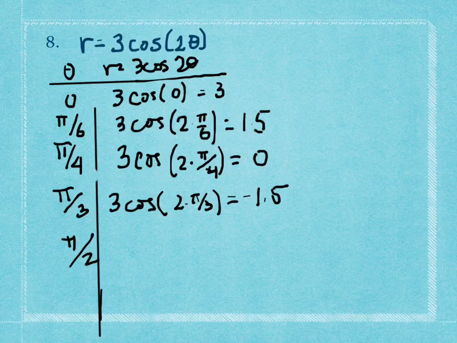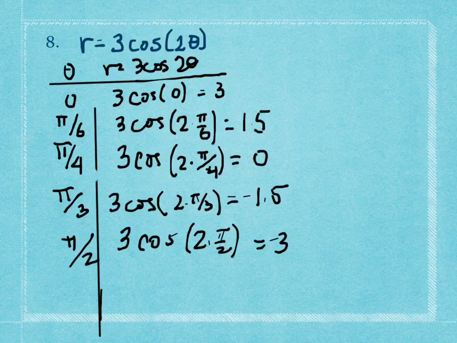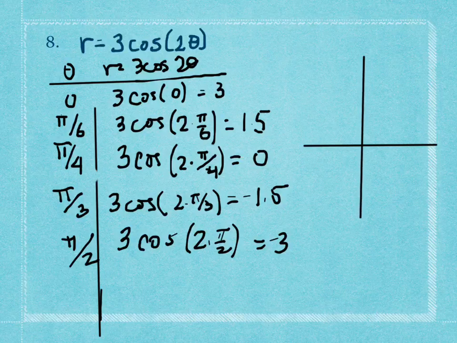So this is 3 times the cosine of 2 times pi halves. 2 times pi halves is pi, and at pi the cosine value is negative 1, so this is negative 3. So we're going to take a moment and plot these particular points on an xy graph, and we'll chat a little bit about what's going on with the graph. So I'm going to graph 0 radians and 3. We've talked before that that's actually putting a 3 right here.